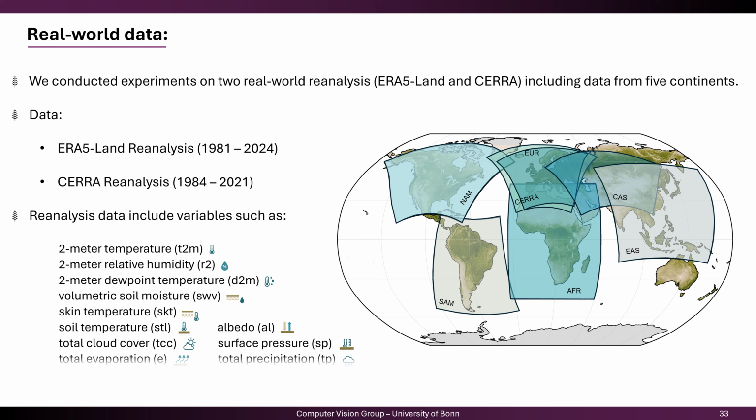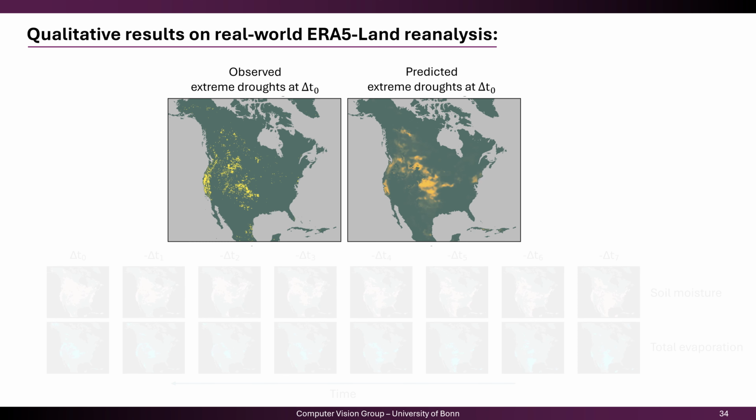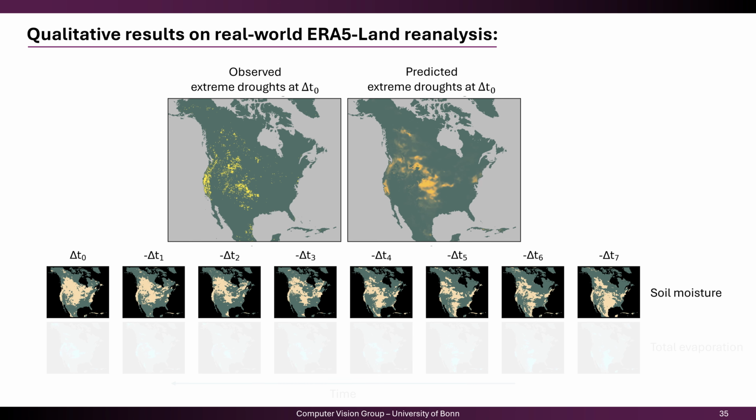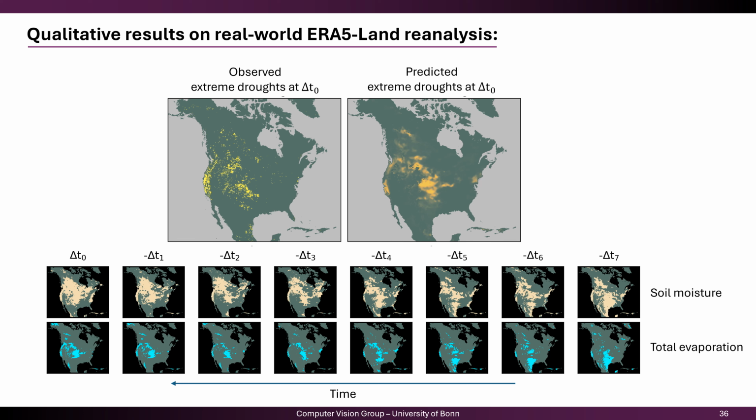Now we move to real-world data, where we evaluate our method on two long-term real-world reanalysis data, ERA5-Land and SARAH. We conducted our experiments on different context domains. Here is shown qualitative results on real-world data. On the top left is the extreme drought as reported from remote sensing, and on the right is the prediction by our model. Below is the temporal evolution of the identified drivers up to 7 weeks before the event, for example for soil moisture and for total evaporation.